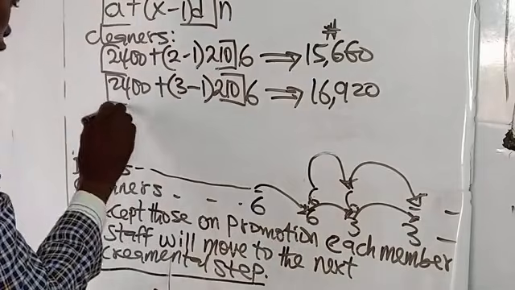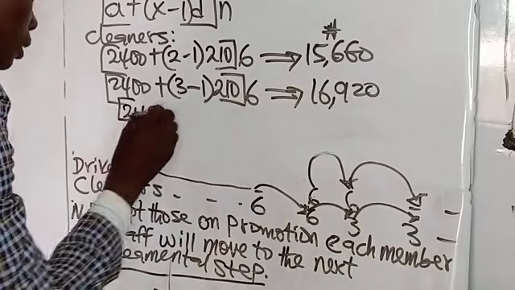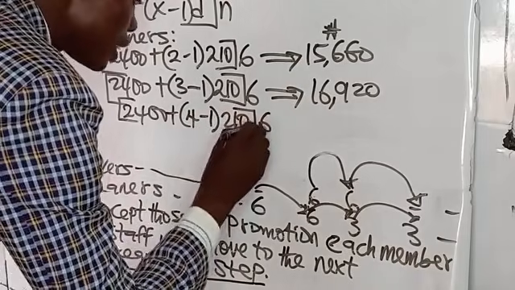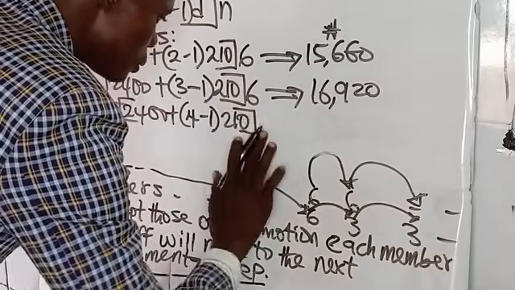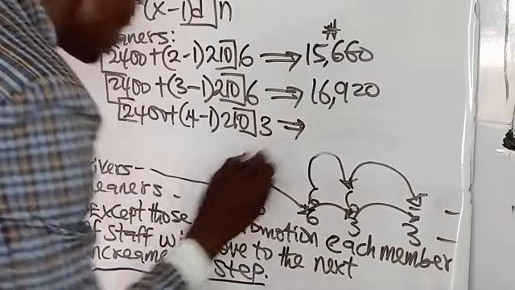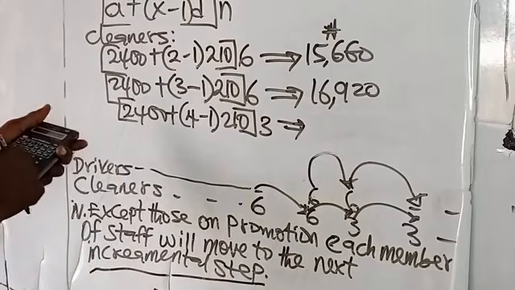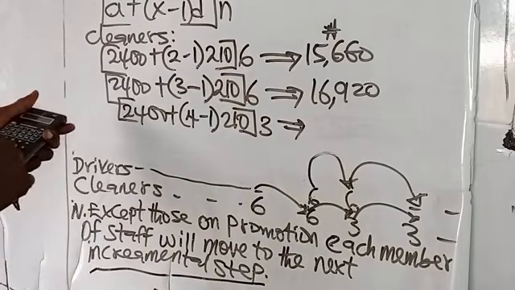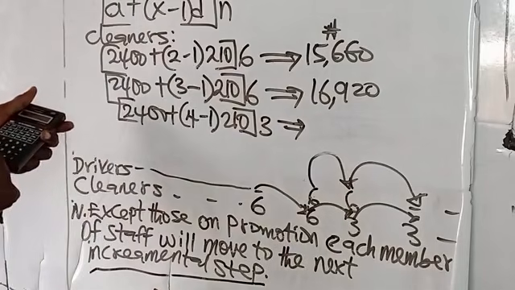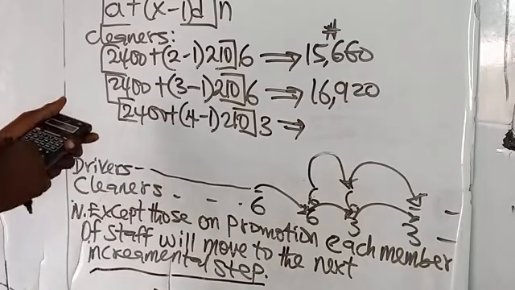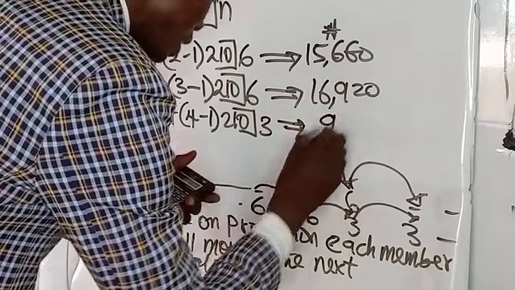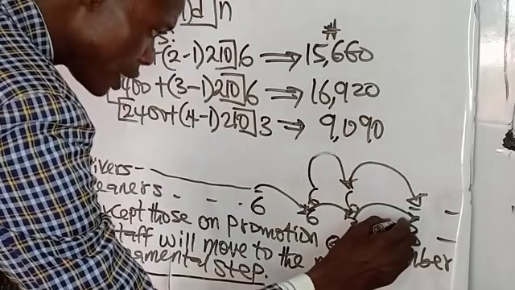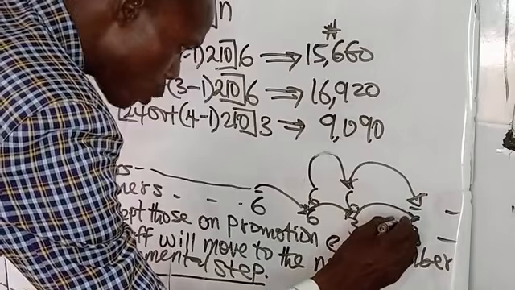We also have 3 employees in step 3 who are now moving to step 4. So we have 2,400 plus step 4, 210, 3 employees. 4 minus 1, 3. 210 times 3, that is 630, plus 2,400. We have 3,030 times 3 employees. That is 9,090.